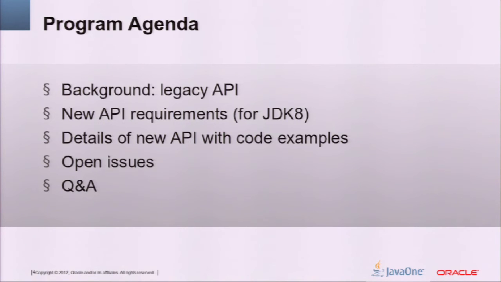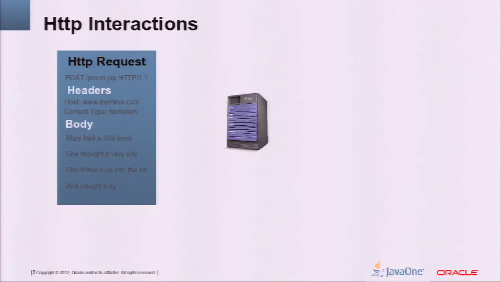What we'll talk about is just a bit of the background, why we're doing this. We'll take a look at the new features in this library for JDK 8, but the bulk of the talk will be taking you through the new API, looking at API methods, and also some sample code to illustrate how it works. And then I think we've got some open issues because this is a work in progress, so we'll cover those, and then hopefully there'll be time at the end for questions.